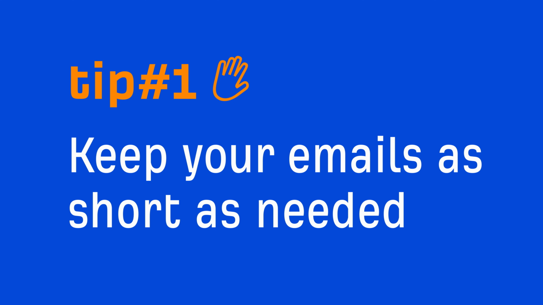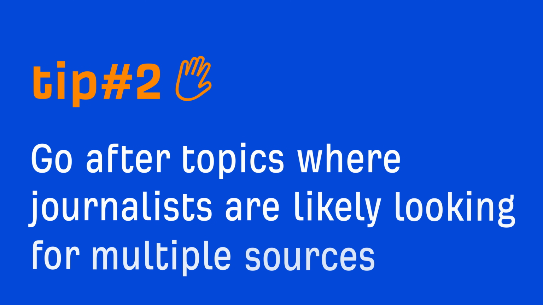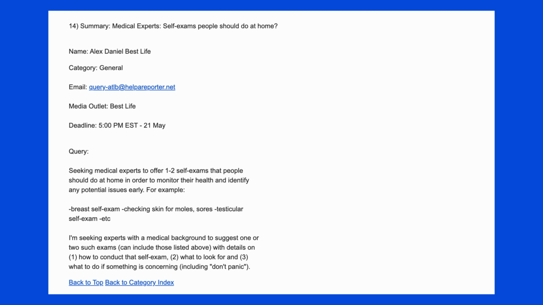Journalists get tons of emails, and if they see a huge wall of text, they probably won't even give your response a chance. Number 2, go after topics where journalists are likely looking for multiple sources. For example, this query from Best Life is seeking medical experts, as in the plural form of expert. These kinds of requests will usually be your typical listicle styled posts. So the more responses they accept, the higher your chances of getting mentioned and linked to.